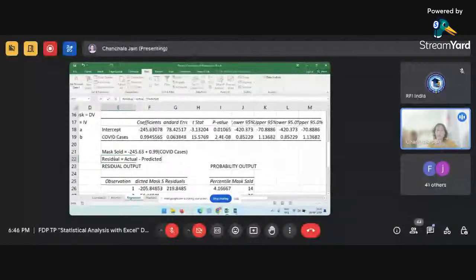You can solve this particular equation and you can predict the sales of the mask, that how many masks can be sold if COVID cases are this, right? So this way you can make prediction.